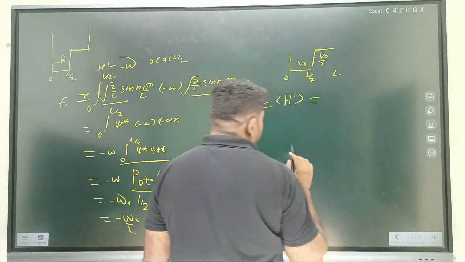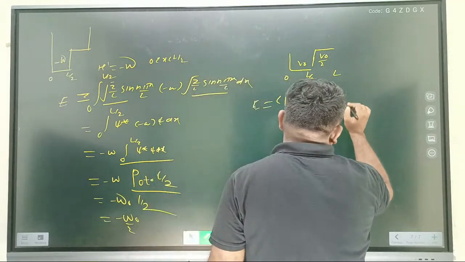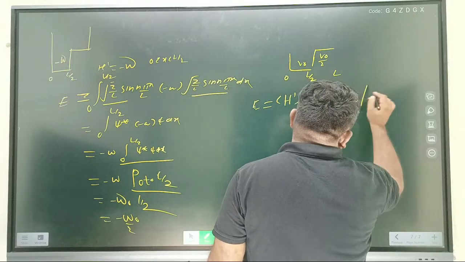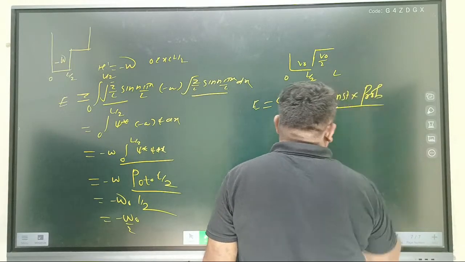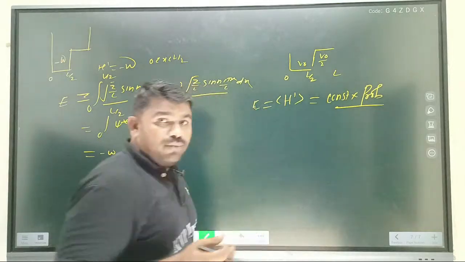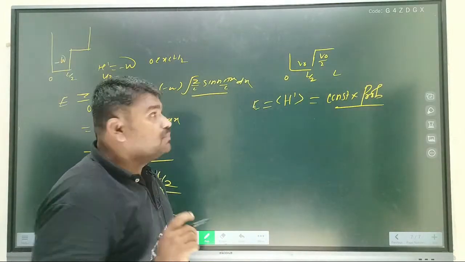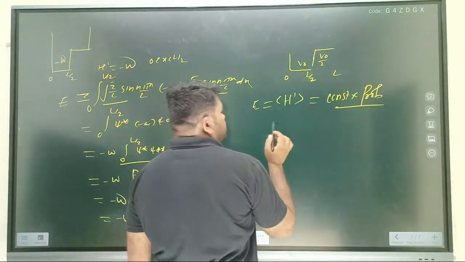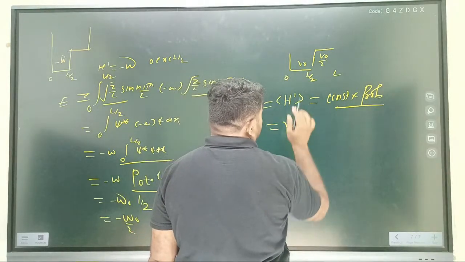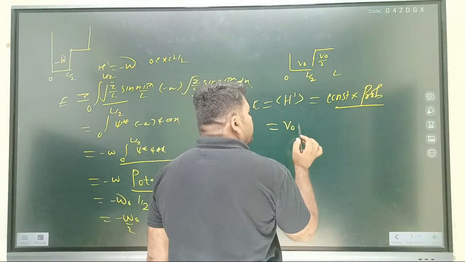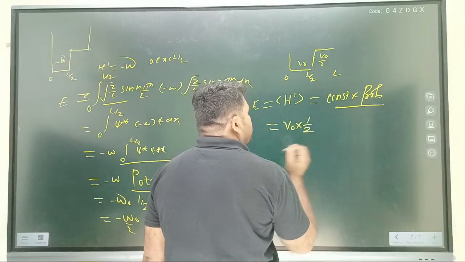When there is a constant part, we can write constant into probability. Constant into probability. Tell me, in the 0 to L by 2 region, what is the constant part? In the 0 to L by 2 region the constant part is V naught. Okay. So what will be the probability in the 0 to L by 2 region? Simple, it is half the part, so 1 by 2.